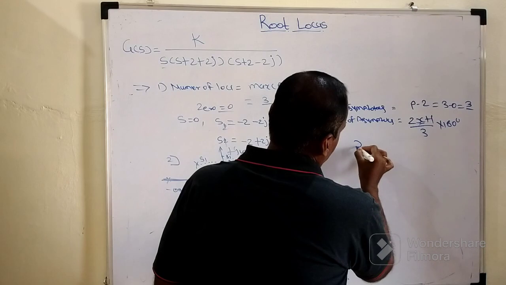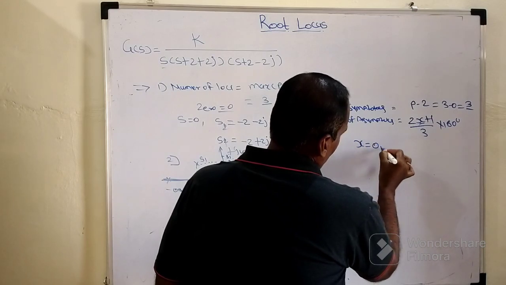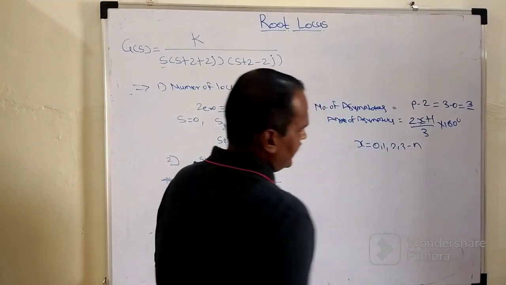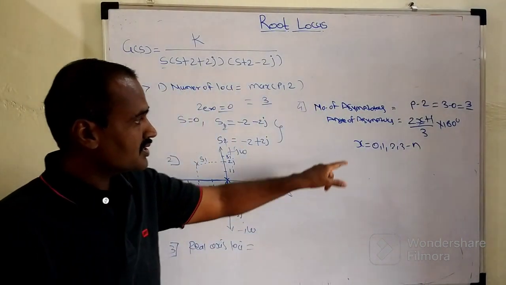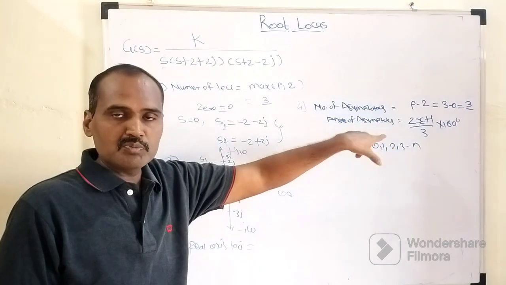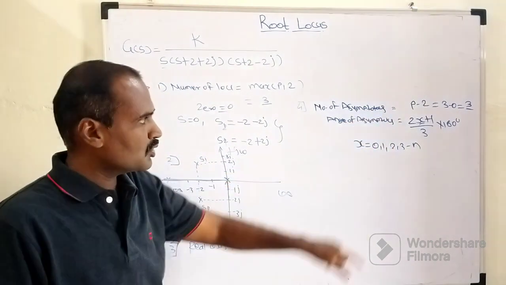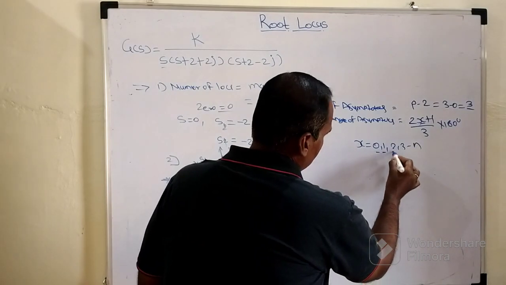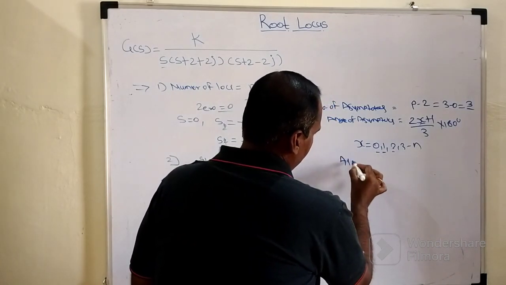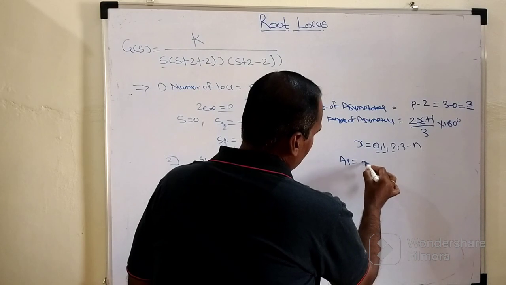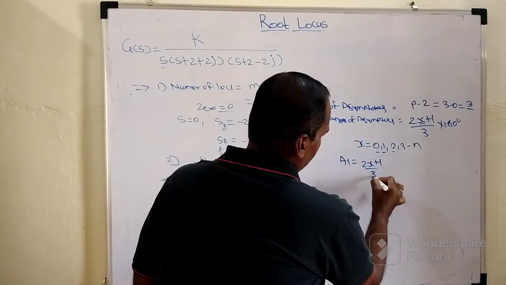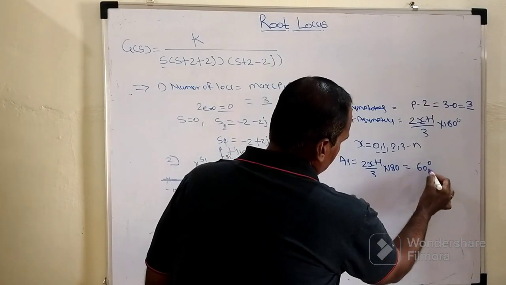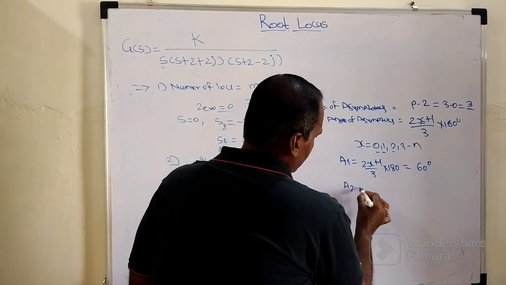Where this unknown variable x can be iterated n number of times, starting from 0, 1, 2, 3, 4 up to n. That depends upon how many asymptotes we have. Here we have 3 asymptotes, so x can be varied from 0 to 2: 0, 1, 2. Accordingly, asymptote angle number 1 equals (2x plus 1) upon 3 into 180 degrees. Now x equals 0, so asymptote angle number 1 equals 60 degrees.